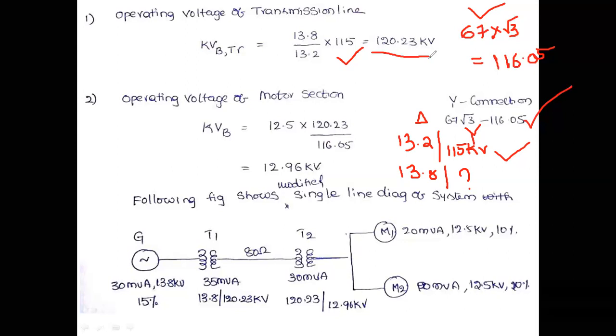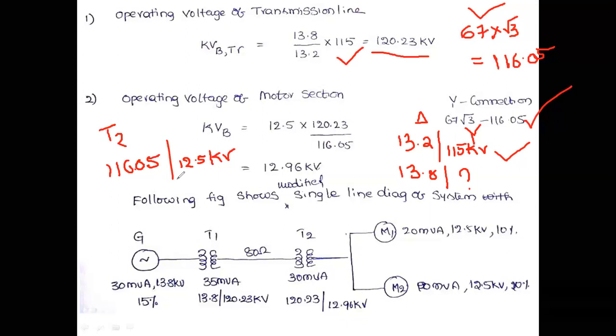Now coming to the motor section. The motor section means obviously you are also going to change the values of transformer T2. So T2 is also going to be changed. This is the actual voltage that was given: 116.05 by 12.5 kV. This is what he has mentioned in the problem itself. 67 kV, 12.5 kV. The 67 was later converted to the three-phase voltage. So that means you will get 116.05 kV by 12.5 kV.